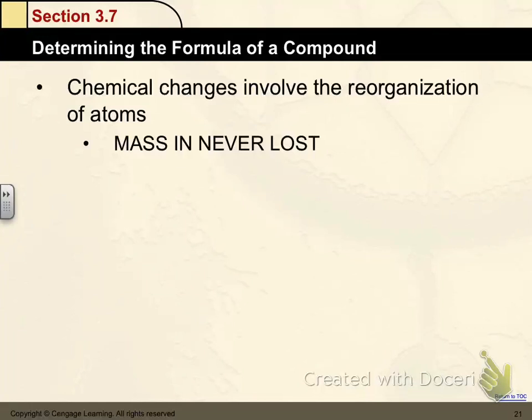Mass is never lost. If you start with 20 grams of reactant, that's the stuff on the left side of the arrow, at the end of the day, you need to have 20 grams of product. Sometimes it's not easy to capture that 20 grams of product. Maybe some of it is released as a gas, or to scrape every single piece of solid out of a beaker might be difficult to do. But mass is never lost. That's the law of conservation of mass. It's got to go somewhere.